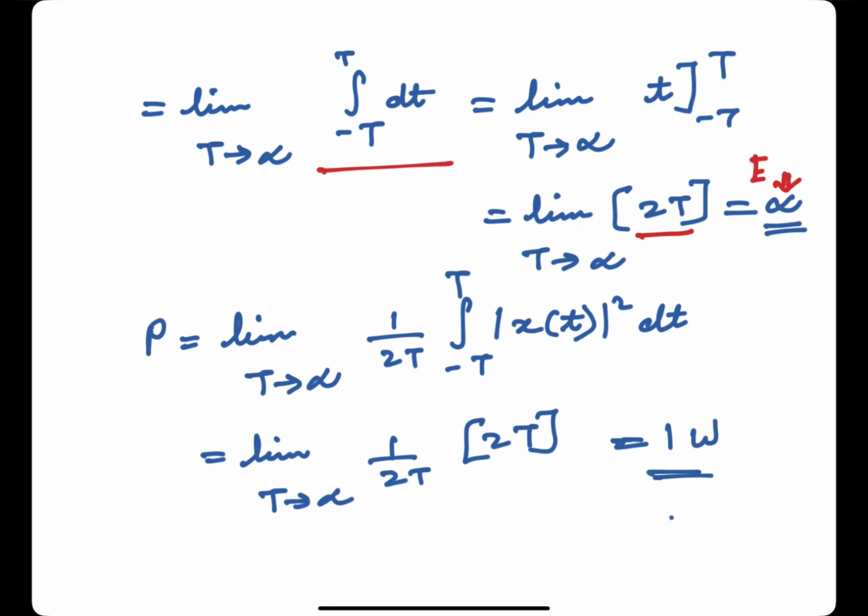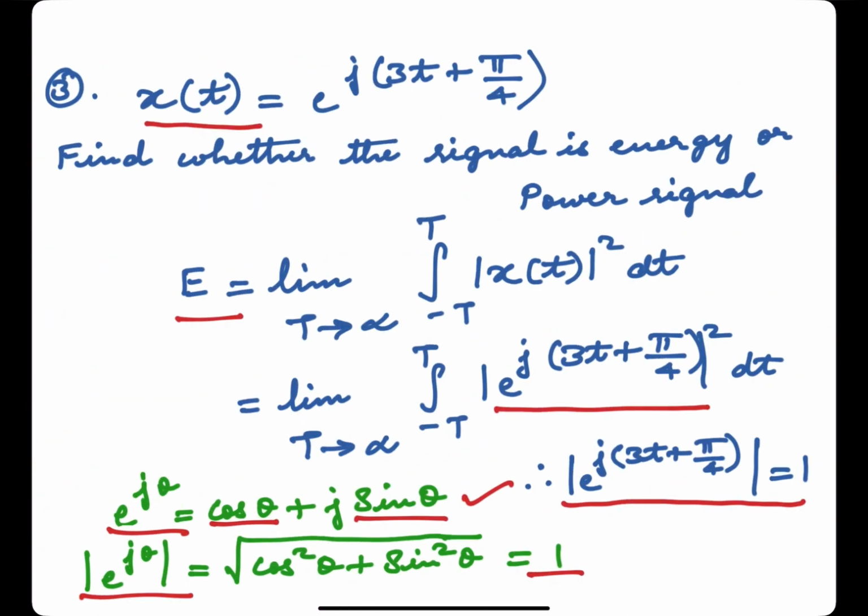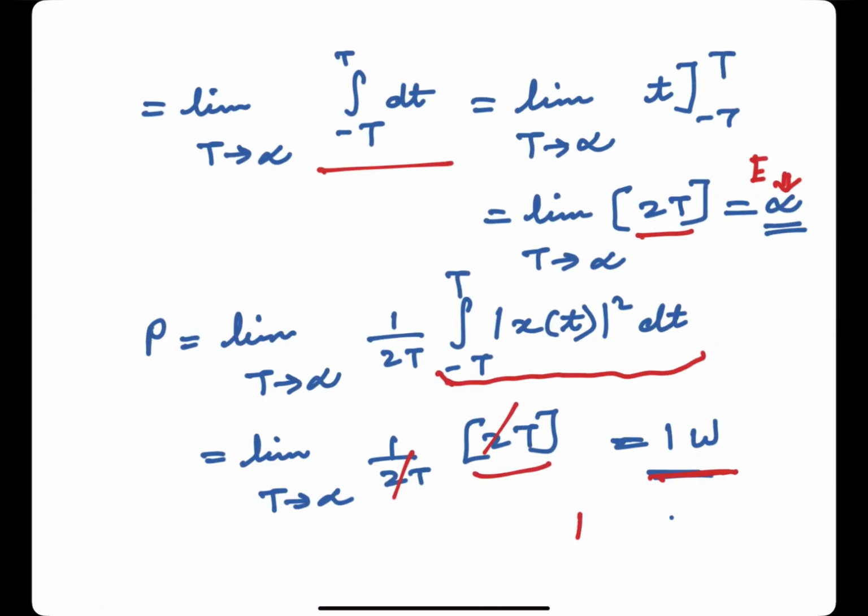So power is equivalent to limit t tends to infinity 1 by 2t integral minus t to t mod x of t the whole square dt. Till this we had found out in the energy equation, and this part is equivalent to 2t. So this 2t and 2t will get cancelled and you get 1 watt. So the power, this signal exponential e power j(3t plus pi by 4) is a power signal, and the answer is 1 watt. Power is 1 watt for this signal.